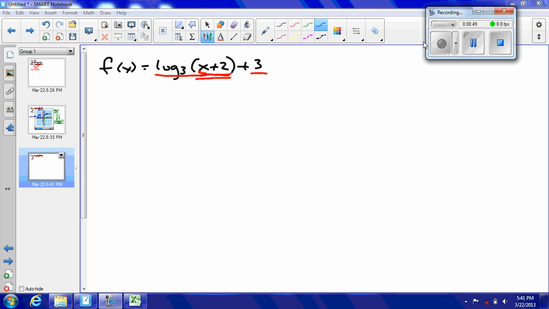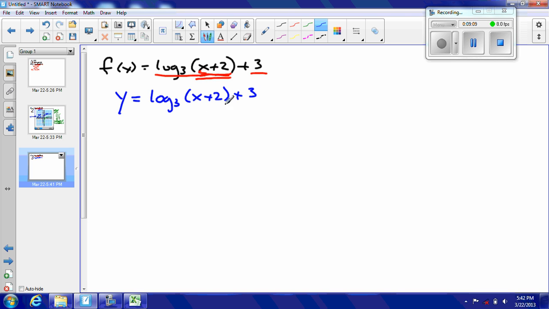The next thing I need to do is find the inverse of this function. So I'm just going to take every step that I need to do. The first step is change my f(x) into a y. So y equals log base 3 of (x plus 2), plus 3. And the second thing I'm going to do, which I always do when I'm finding an inverse, is switch my x's and y's. So x is equal to log base 3 of (y plus 2), plus 3.